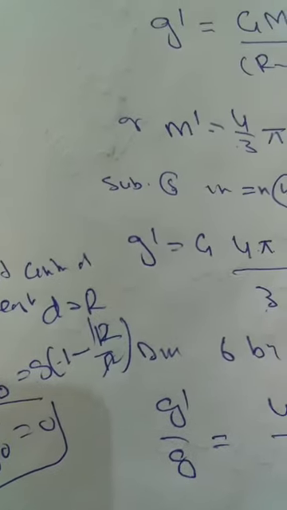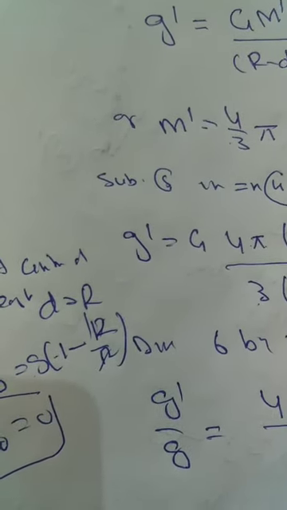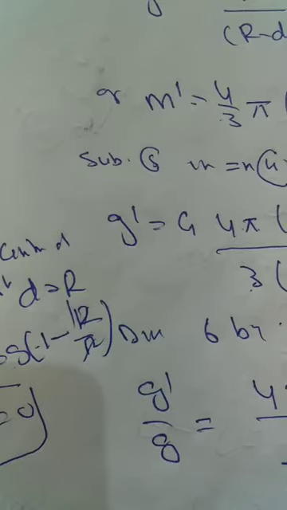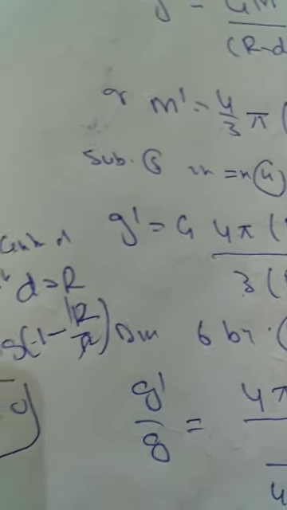That means the acceleration due to gravity is 0 at the center of the earth. Therefore, the weight of a body is also 0 at the center of the earth. Therefore, acceleration due to gravity is maximum at the surface of the earth, but is 0 at the center of the earth. I hope you have got it.